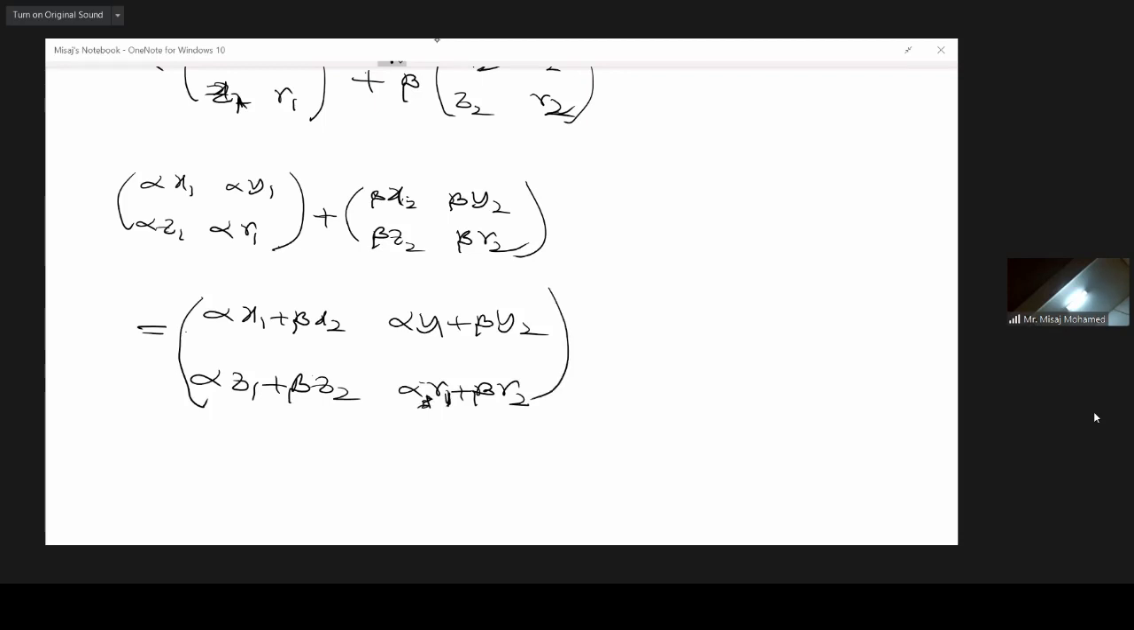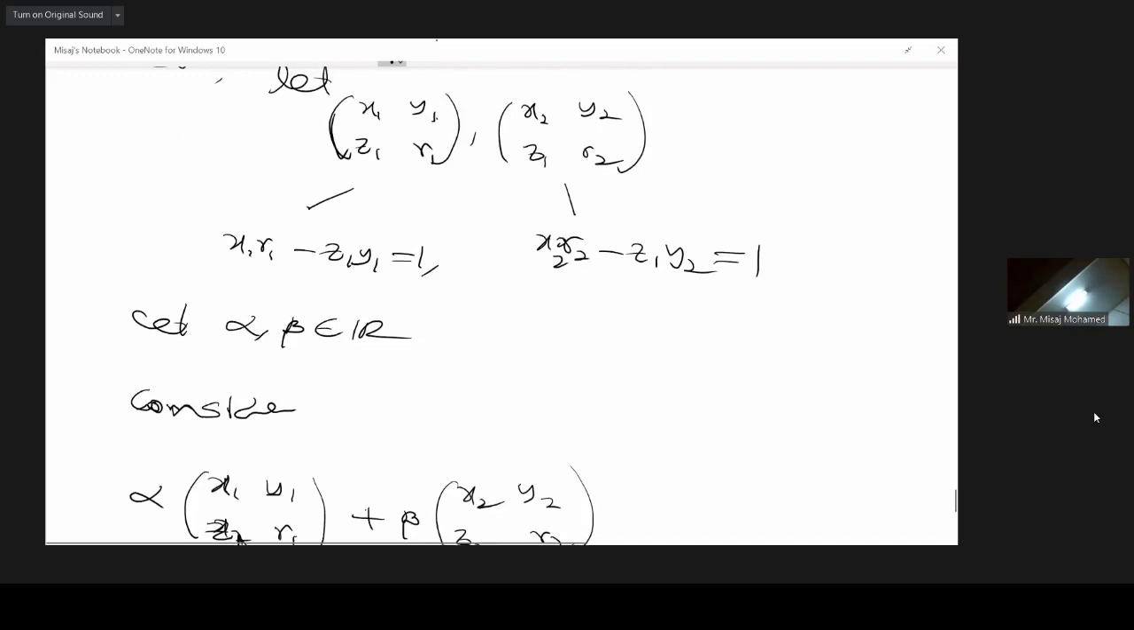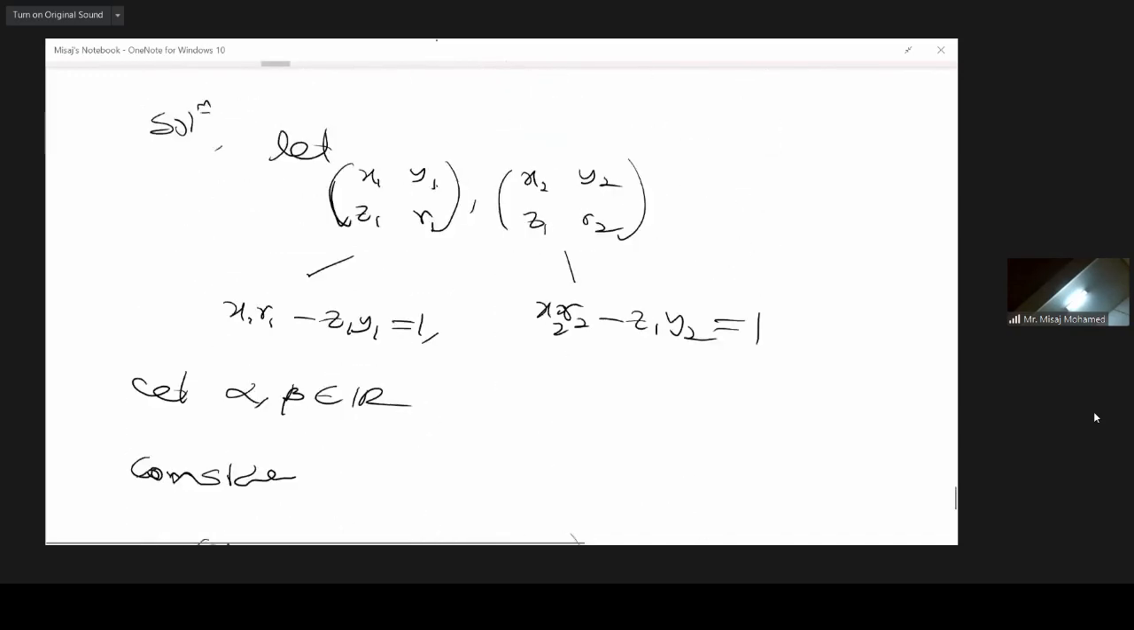Okay. Right. What I have to show next? So if this total matrix would be in M, what should happen?